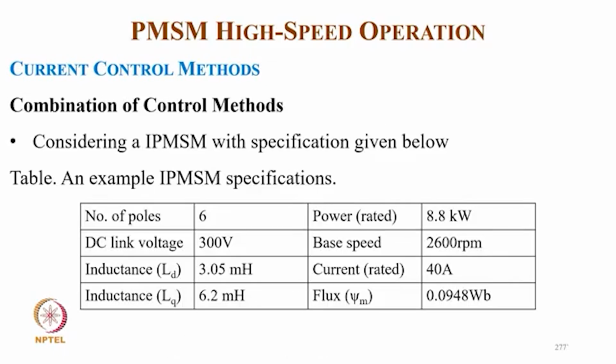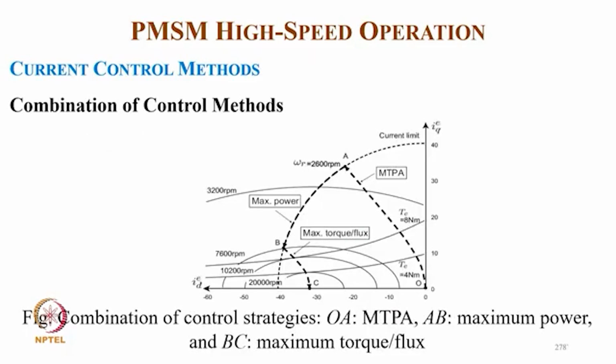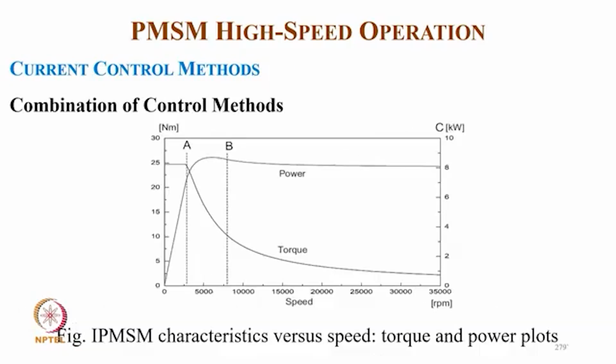Now, a combination of control methods considering the interior permanent magnet synchronous motor with the specification given here. An example of an interior permanent magnet motor with 6 poles, 8.8 kilowatt, DC voltage, and base speed 2600, with the inductance 3 and 6.2 millihenry, current of 40 ampere, flux 0.094. Now, this is a combination of control strategy. OA is MTPA, A to B is maximum power, and BC is maximum torque per flux.